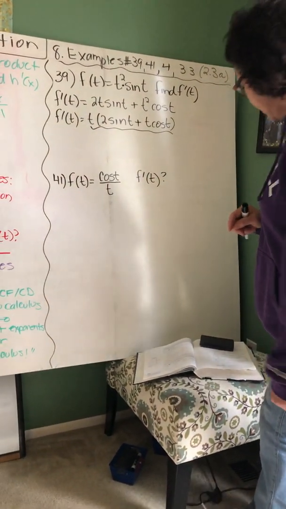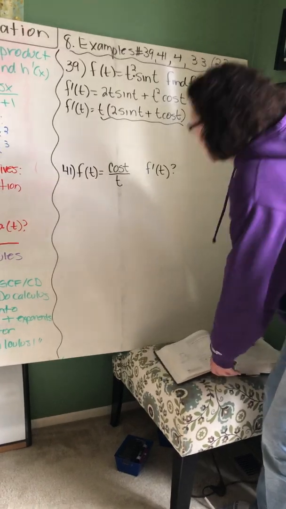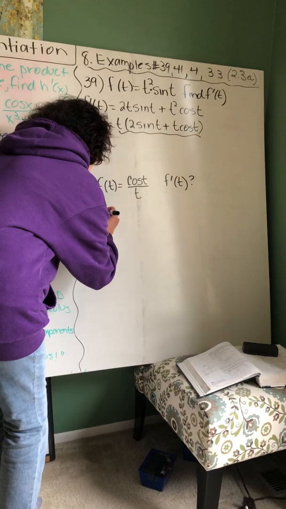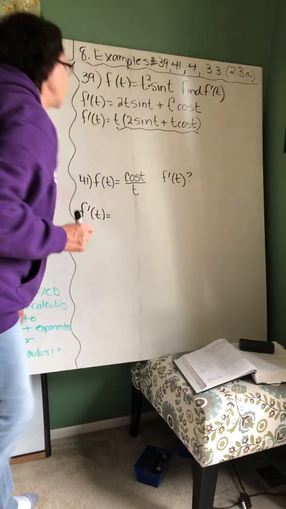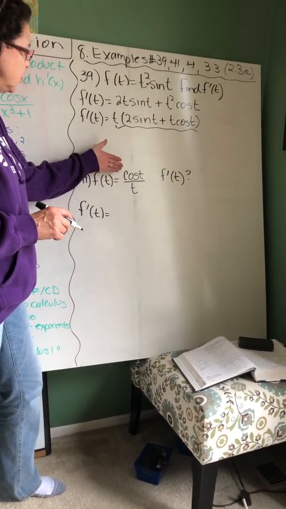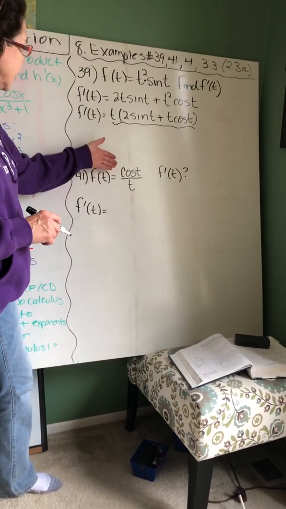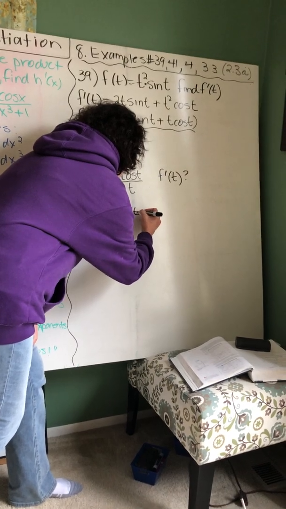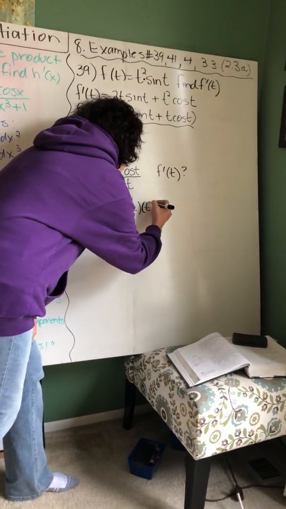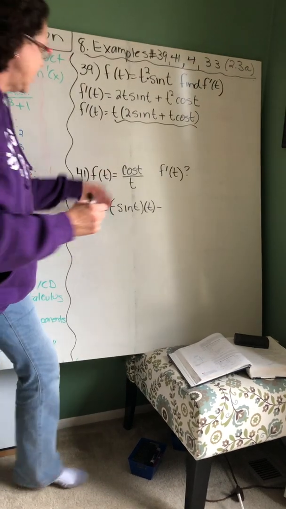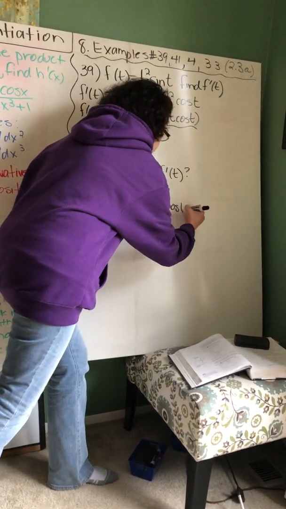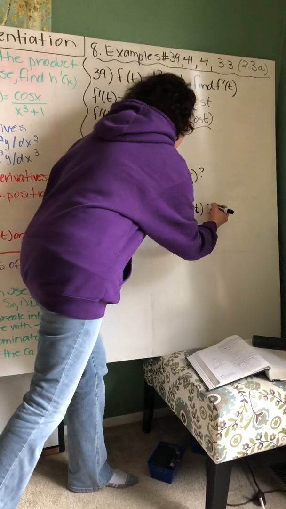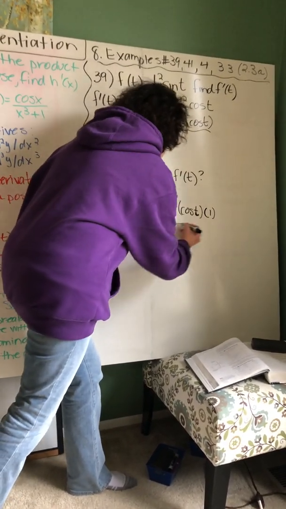Number 41, let's say they ask you for the derivative of cosine of t divided by t. So I'm going to go ahead and start that here, talking my way through the quotient rule. Here's f, here's g, numerator, denominator. I'm going to take the derivative of f times g, minus, I'm going to keep my f and multiply it by the derivative of g, all over g squared.